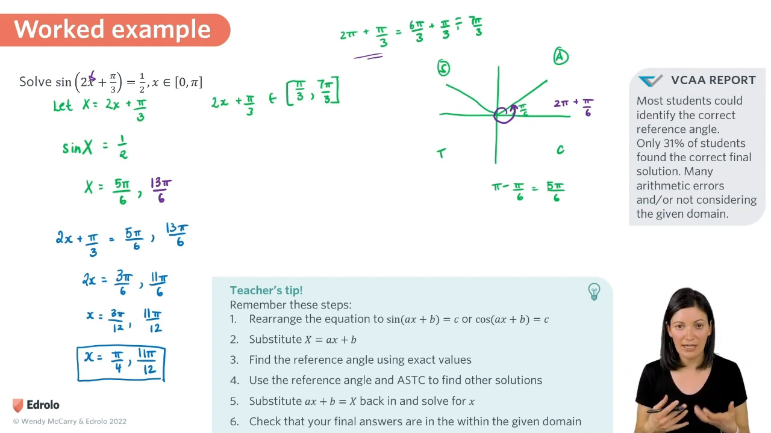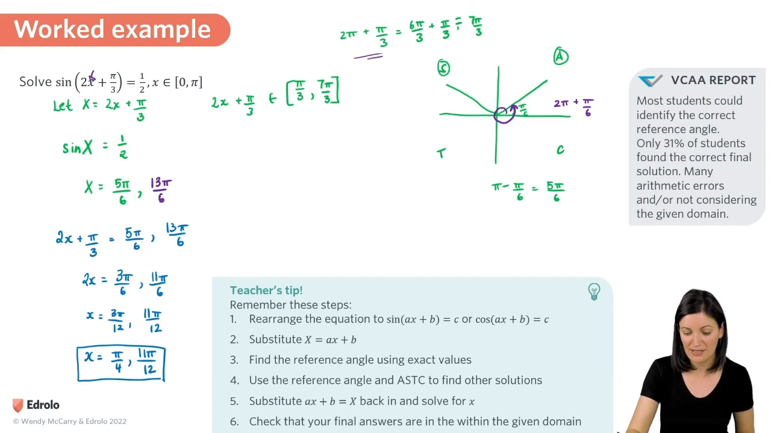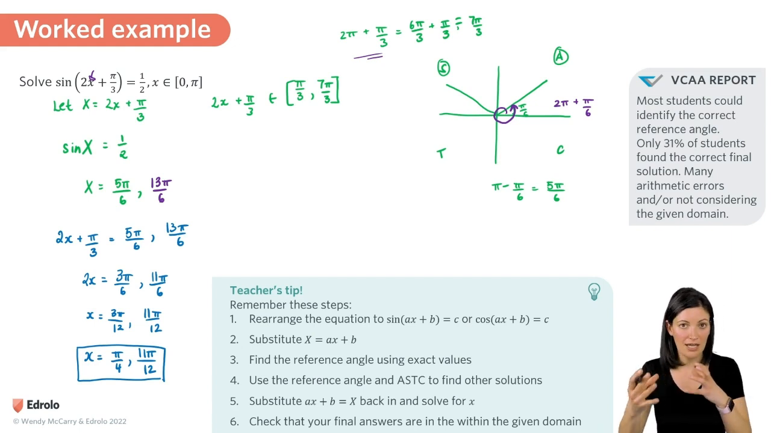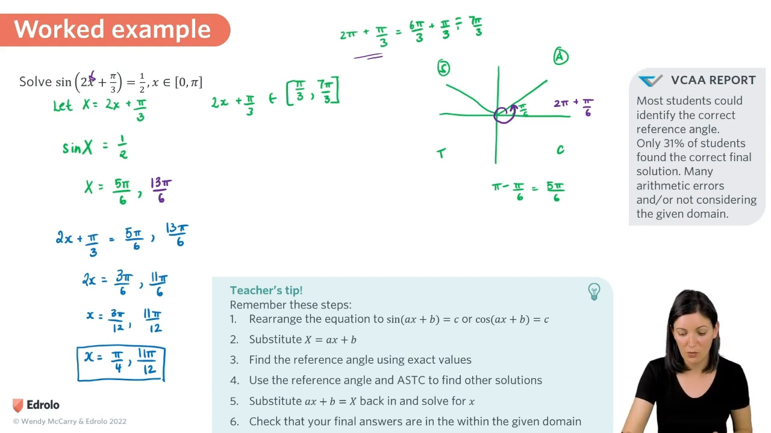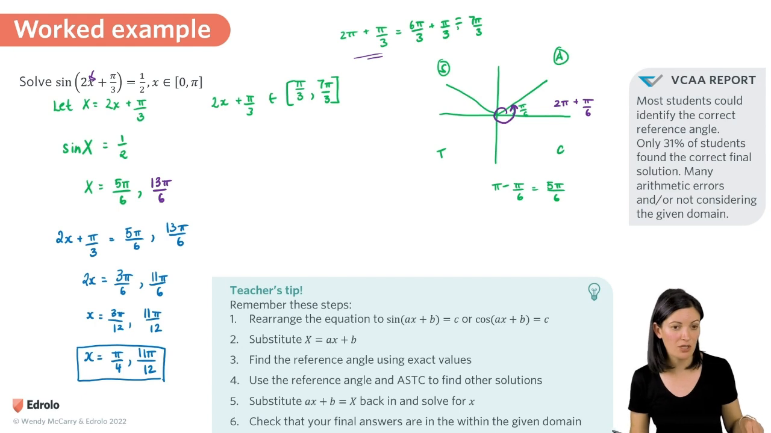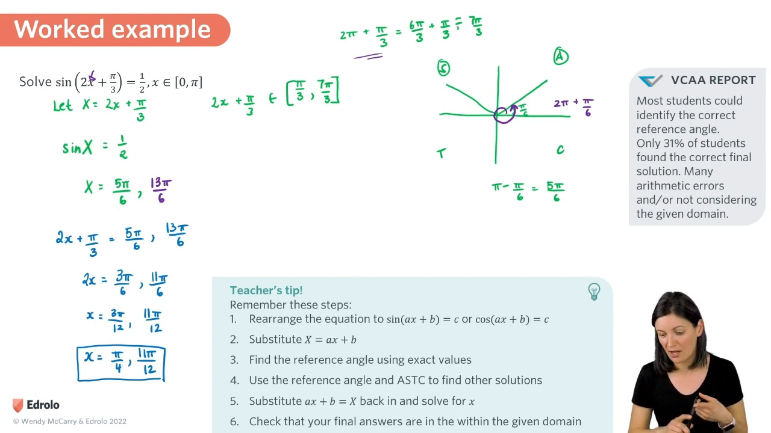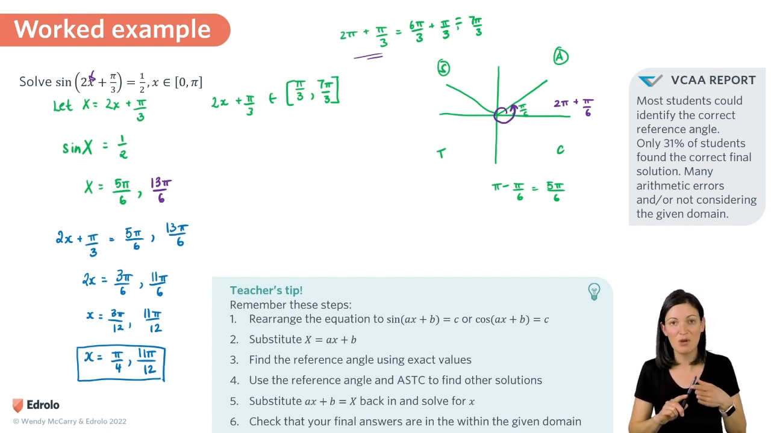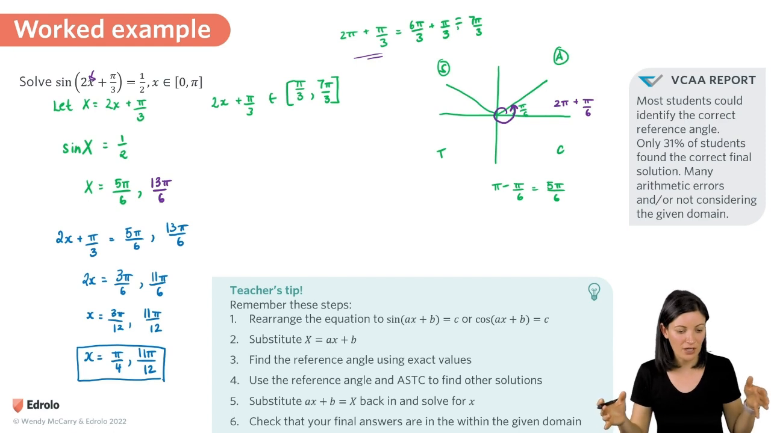Now, on the VCAA report, they said that most students were able to identify the correct reference angle. Somewhere in their working they had identified that you've got to work with pi on 6, but only 31% of students were able to get down to the correct final solution. This is because of errors with adding and subtracting fractions a lot of the time, or not considering your given domain.